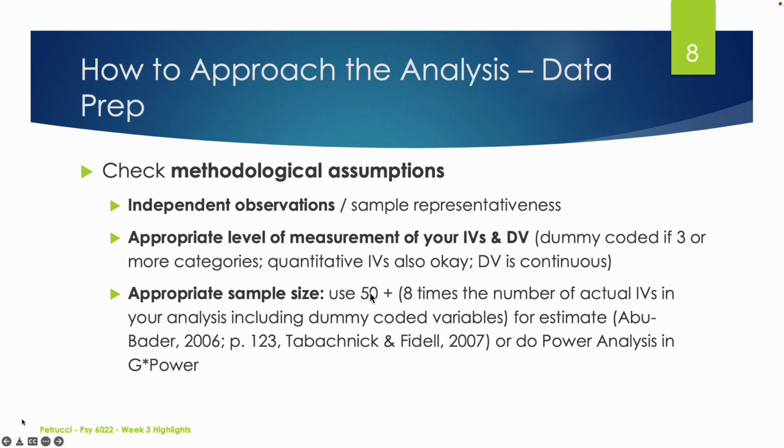32 plus 50 is 82, so we would want to have a sample size of at least 82 in order to have a big enough ratio of cases to variables, or we can do a power analysis in G-Power, and there is an example handout on Canvas for multiple regression.